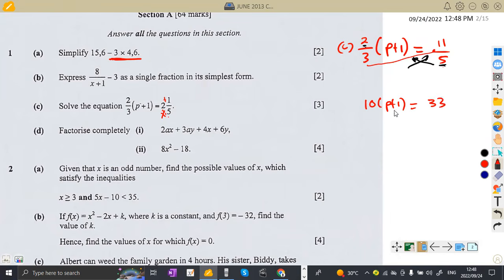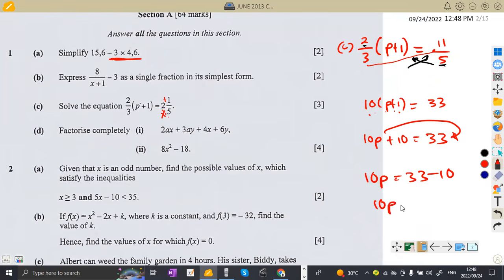Then from there, we can expand the brackets since we've got brackets here. So the 10 is going to multiply everything. 10 times p, that's 10p. 10 times 1, which is 10, is equal to 33. So collect like terms, that means we can transpose the positive 10 to the right hand side. That means it's going to be a negative. So 10p is equivalent to 33 minus 10, which is 23.